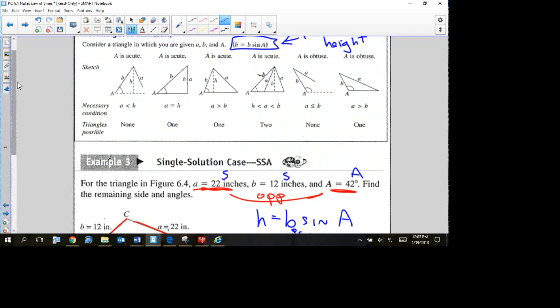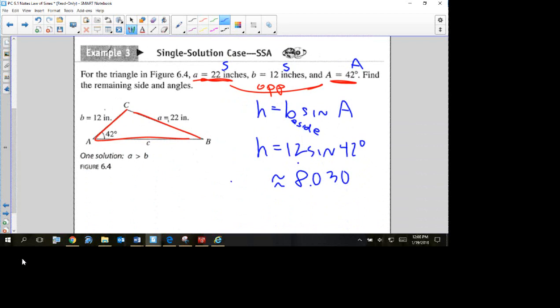So up here, we're going to go through this chart. Is angle A acute or obtuse? It's acute, so we use one of the first four. We don't have to look at those last two. Next, we need to look at the necessary condition. We need to look at how A and B and H compare to each other. A is greater than B because 22 is greater than 12. And H is 8. So A is greater than H.